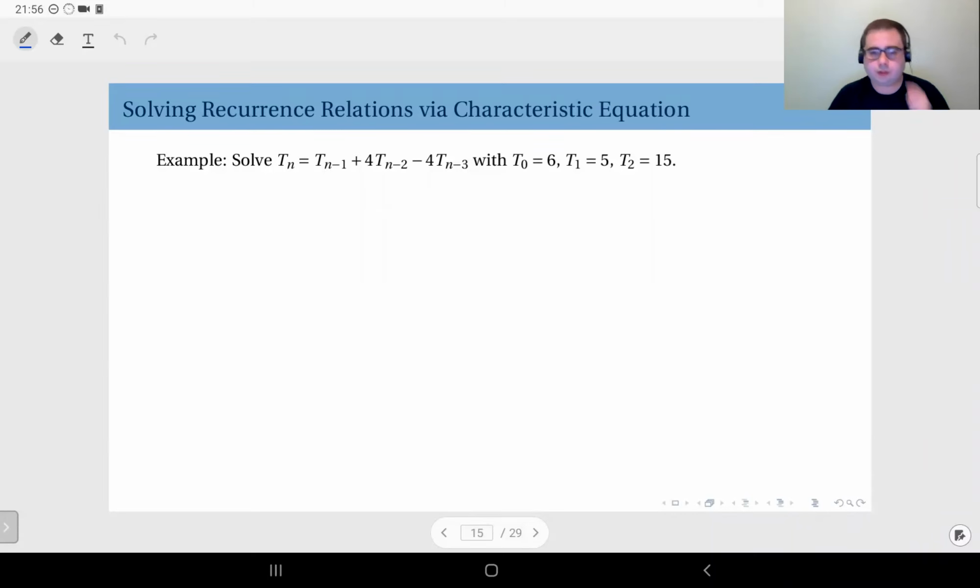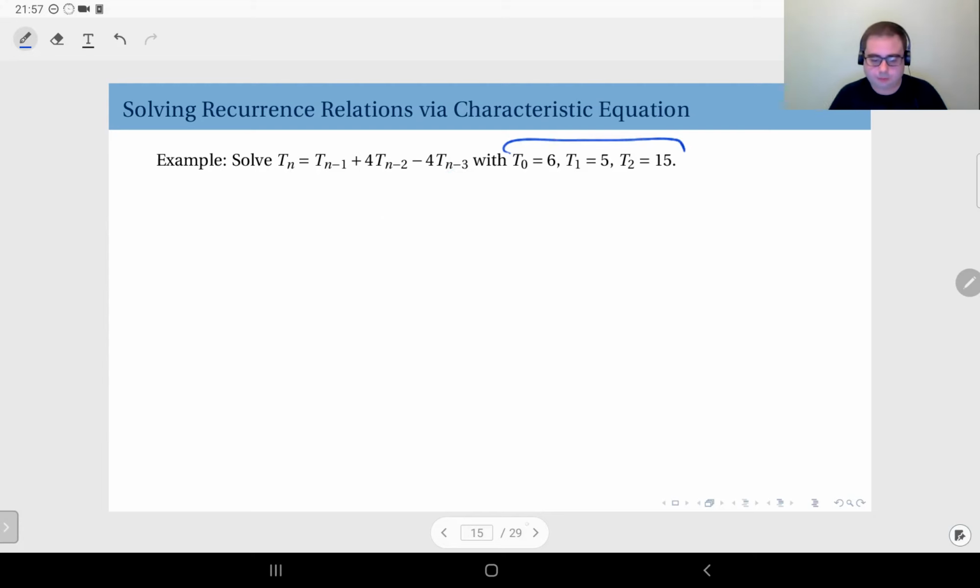Okay, so that is the general idea of how to solve recurrence relations using the characteristic equation. And let's see this on an example. Here we have a linear constant coefficient homogeneous recurrence relation with degree 3. Tn equals Tn minus 1 plus 4 times Tn minus 2 minus 4 times Tn minus 3. And obviously, since this is a degree 3 recurrence relation, we have 3 initial conditions.